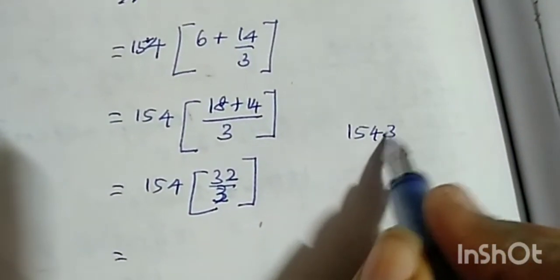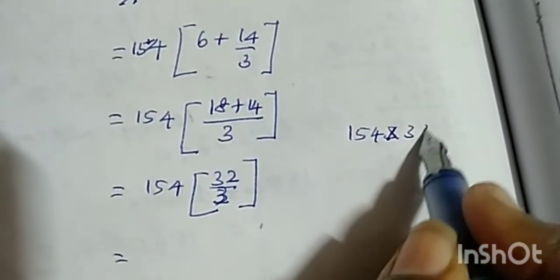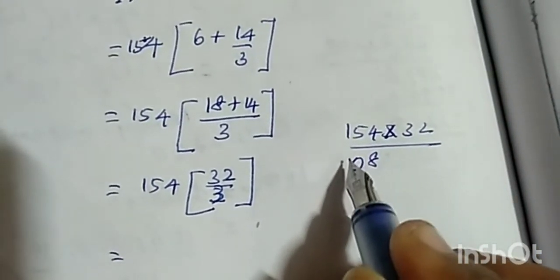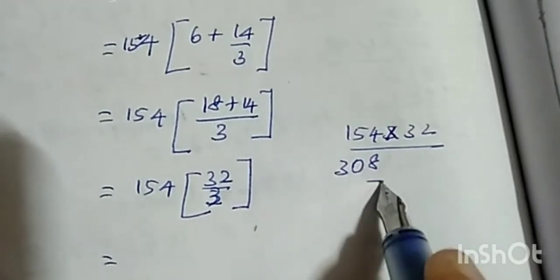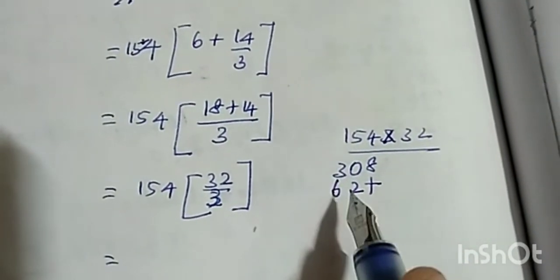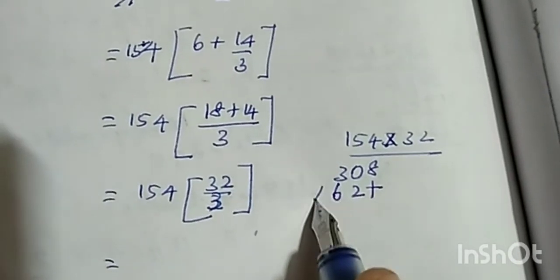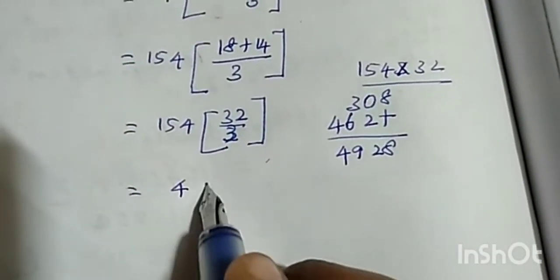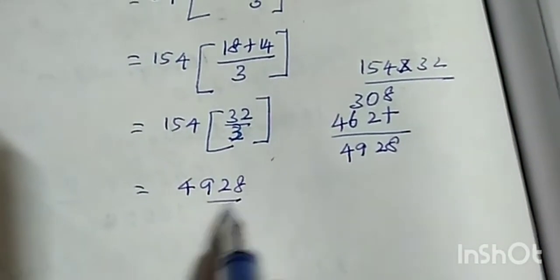154 into 32. 4 twos are 8. 5 twos are 10, remainder 1. 1 two is 2, 2 plus 1, 3. 4 threes are 12, remainder 1. 5 threes are 15, 15 plus 1, 16, remainder 1. 1 three is 3, 3 plus 1, 4. So 4928 divided by 3.